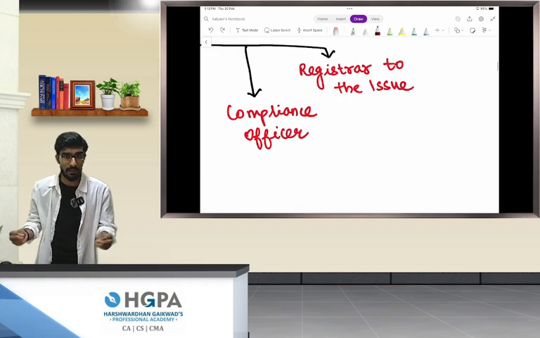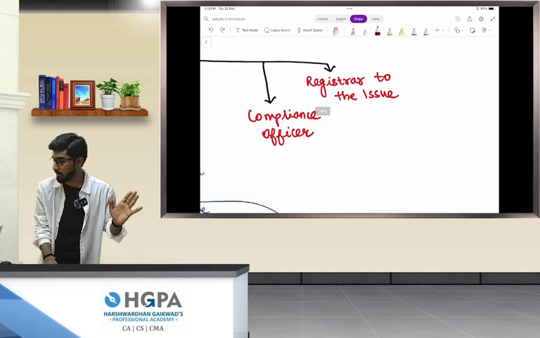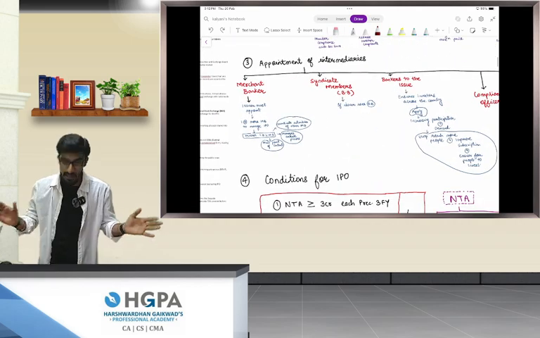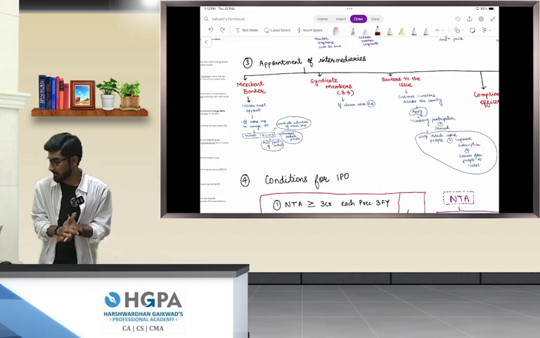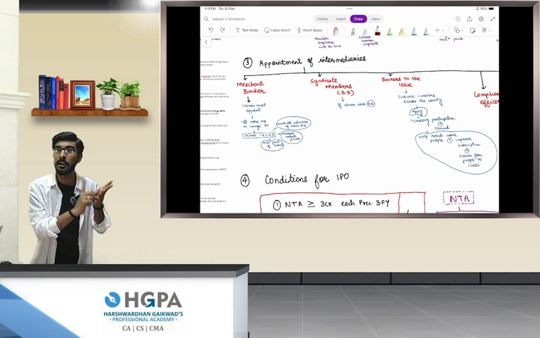Next is the compliance officer, and registrar to the issue; we already know their roles and responsibilities. Okay. Clear, people? We are done with the appointment of intermediaries. People, in half an hour, we are done with 3 difficult topics.